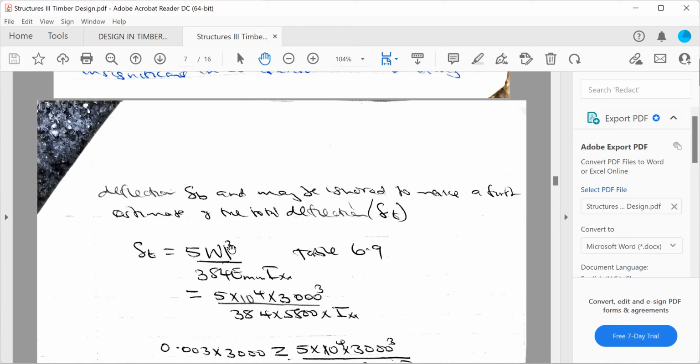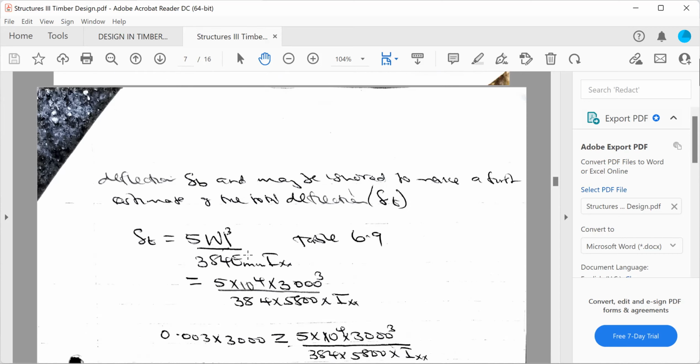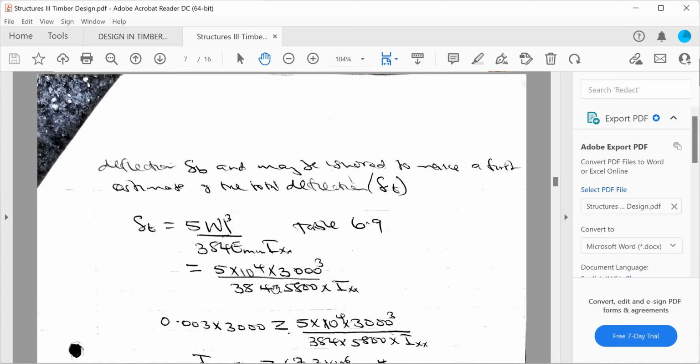And then remember this L, the effective span, is 3 meter, which I can write as 3,000 millimeter cubed, divided by 384, a constant. Then you have E mean, the modulus of elasticity obtained from the table of the section. We obtain it together with the grade stresses. Then IXX is the second moment of area, which we don't know. This is our missing component. We want to estimate the value of IXX.